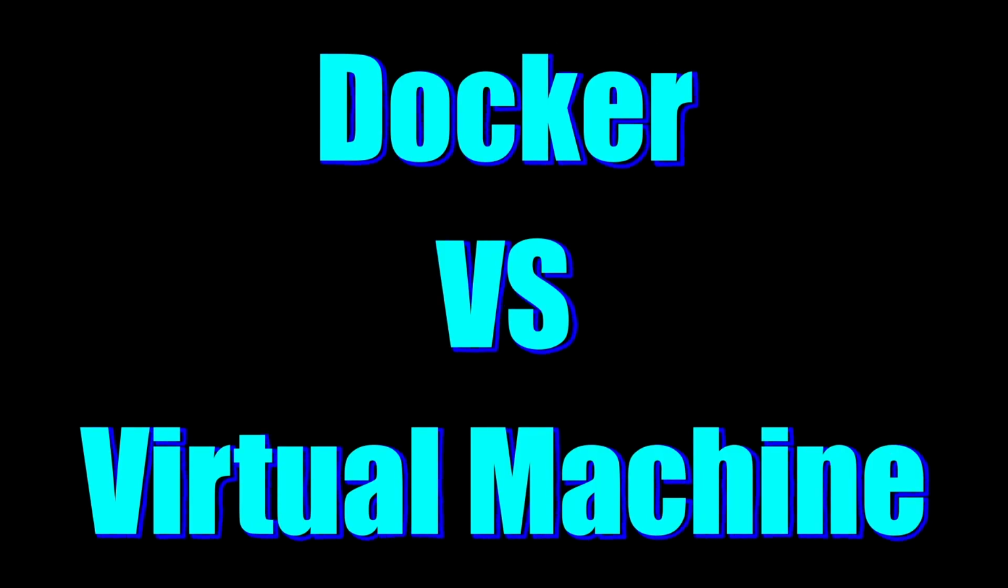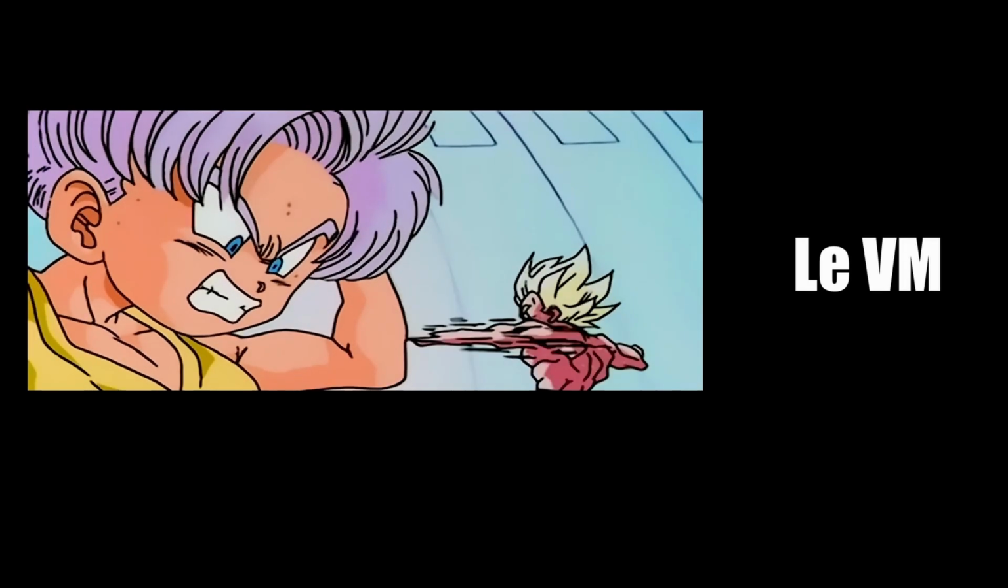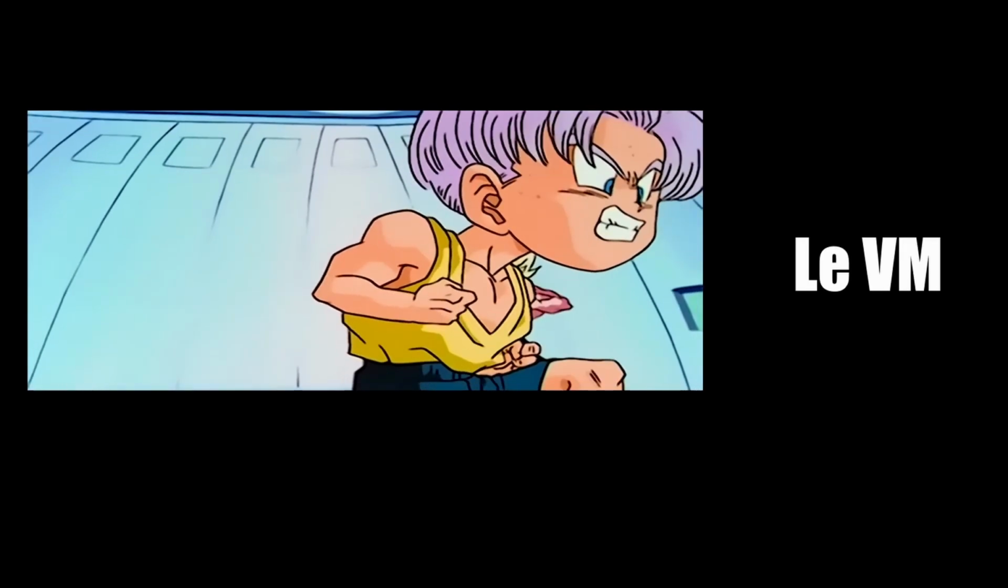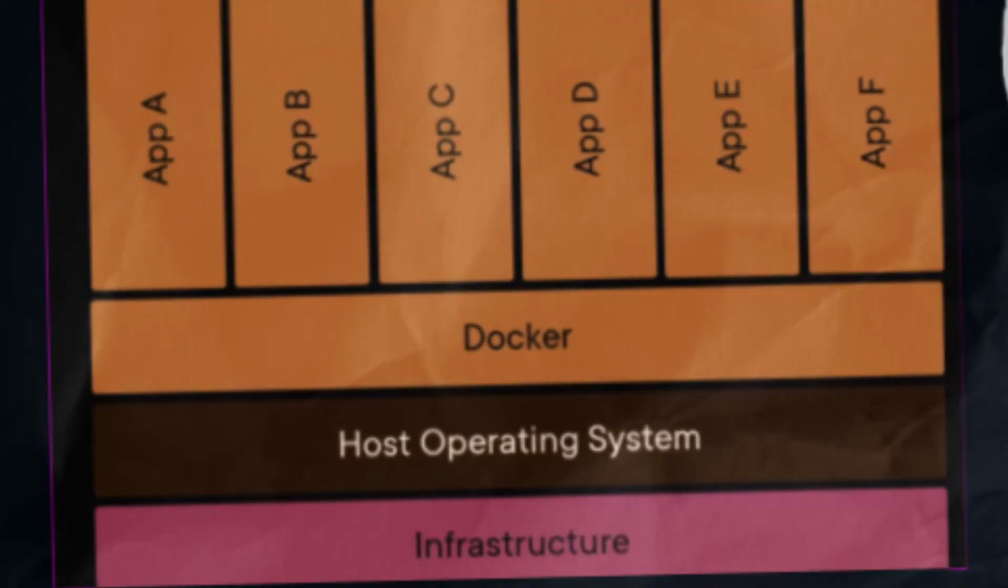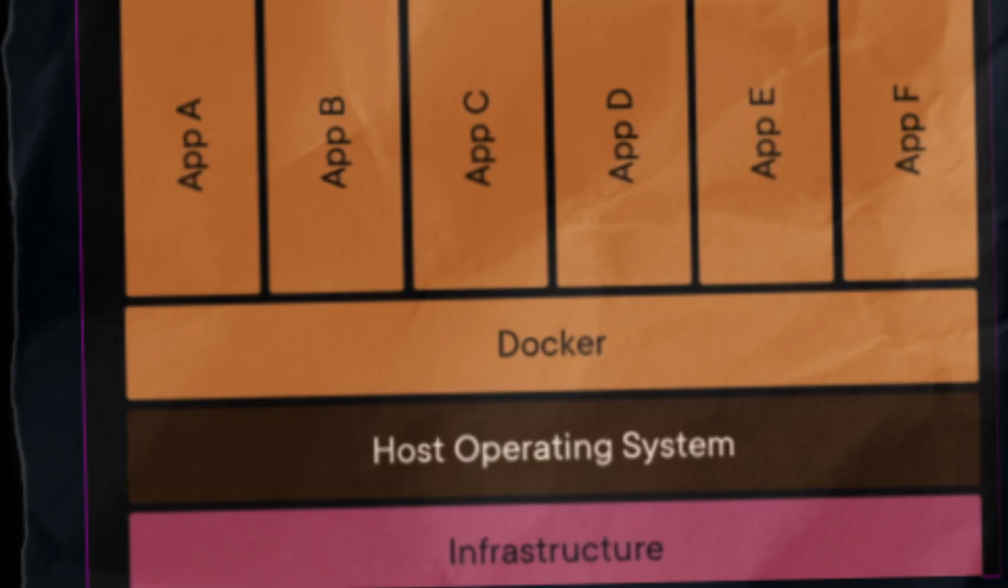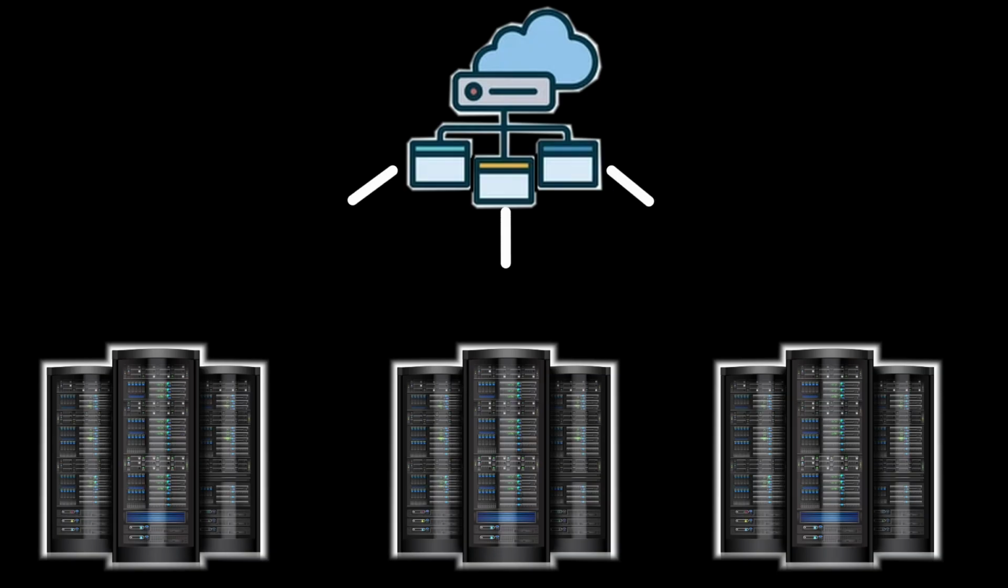How is this different from virtual machines? Virtual machines run a full operating system, which makes them heavy and slow. A VM can take 30 seconds or more to boot up. Docker containers, on the other hand, share the host OS, which makes them lightweight and fast. They start in about 1 second. And because they are lightweight, they scale easily and don't conflict with each other.